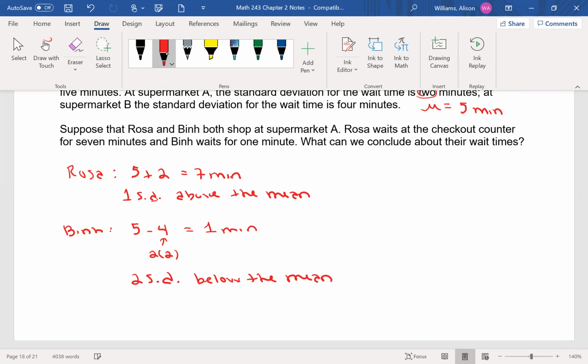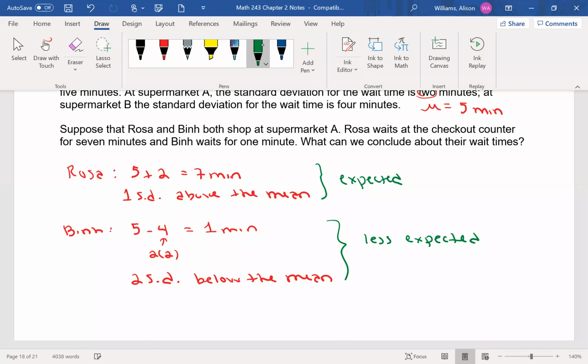All right. So what do we conclude? Here's what that tells me. When data is within 1 standard deviation of the mean, that's expected. To be within 1 standard deviation of the mean, we're very comfortable with that. So Rosa's wait time is very expected in this problem. This is a reasonable thing to see happen. However, Ben's wait time of 1 minute is less expected. Being 2 standard deviations away from the mean becomes less expected and less likely to happen.